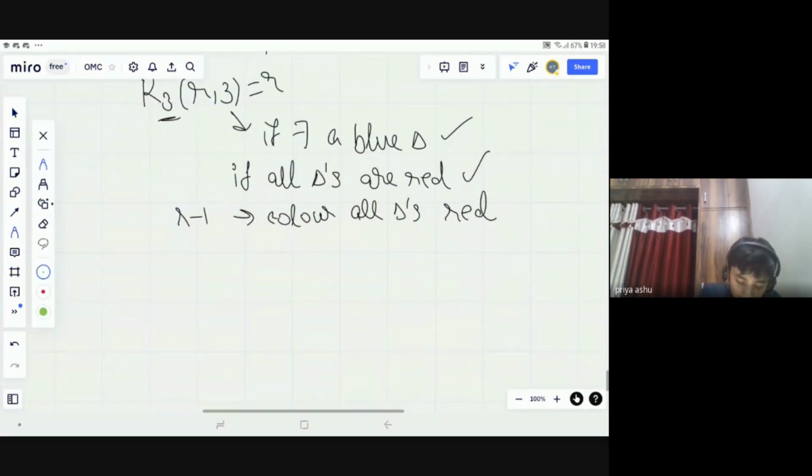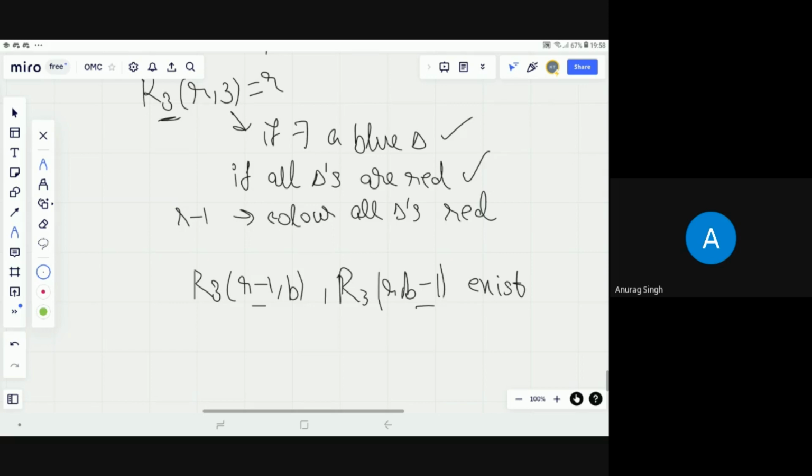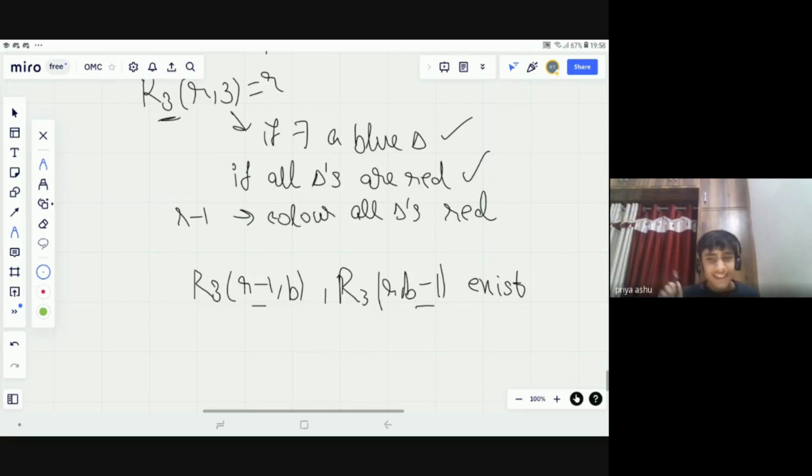So like previously, we showed that R of R minus 1 comma B plus R of R comma B minus 1 vertices suffice. Can we do something like this? Now we can assume that R3 of R minus 1 comma B and R3 of R comma B minus 1 exist, just because both of these numbers are at least 3 and they sum to R plus B minus 1, and we are inducting on R plus B. So can we do something as before, where we show that some number of vertices suffice? Maybe there is a similar proof for R2 and R3. Yes, it is somewhat similar, but slightly different.